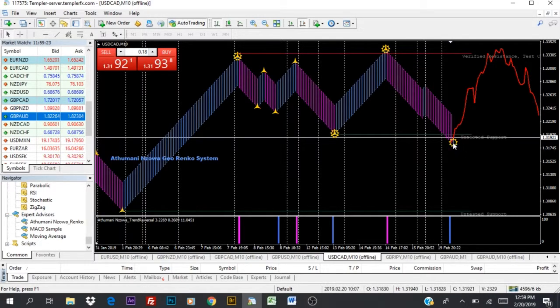So here on USD card, as you can see, we have already reached the support here, and probably now it is going to turn into verified support, because it has now touched the second time. So in order to wait for a buying opportunity, we have to have the blue bar, and make sure that this blue bar stays permanent. It's not just flickering, it has to stay permanent.